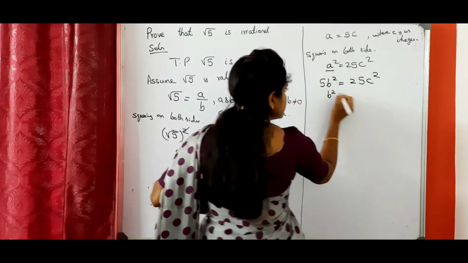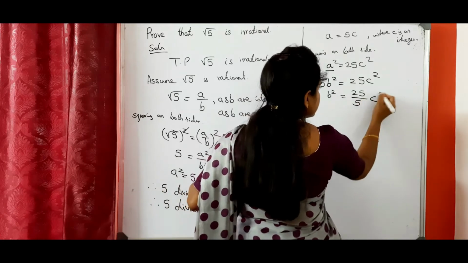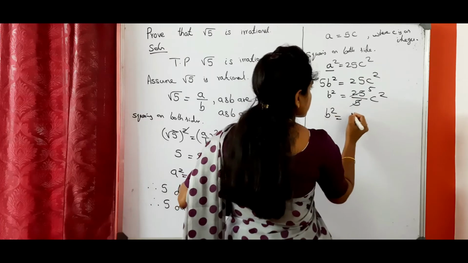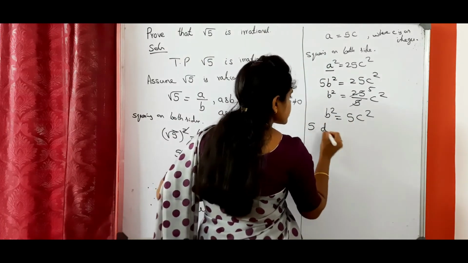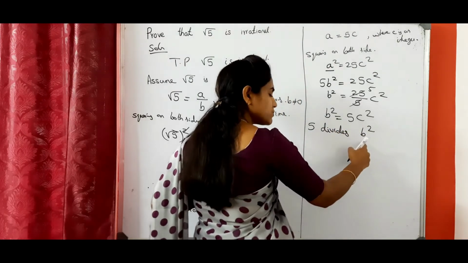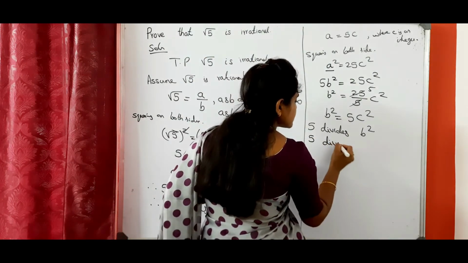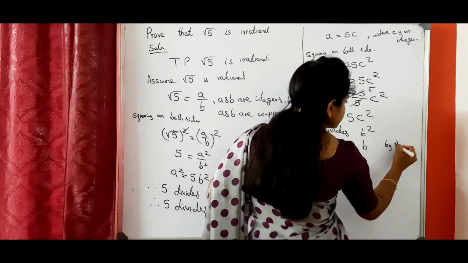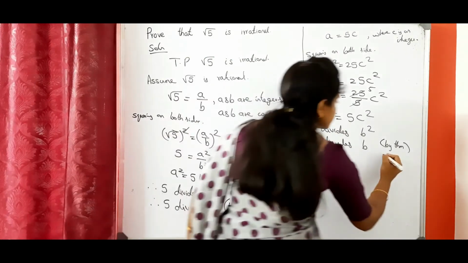We need B square. So 25, I am taking this 5 here, so divided by 5C square. If you cancel, we will get 5. So B square equal to 5C square. Now that means what? 5 divides B square. So 5 divides B square means using the theorem we can say 5 divides B also by theorem. So this is equation number 1 and this is equation number 2.